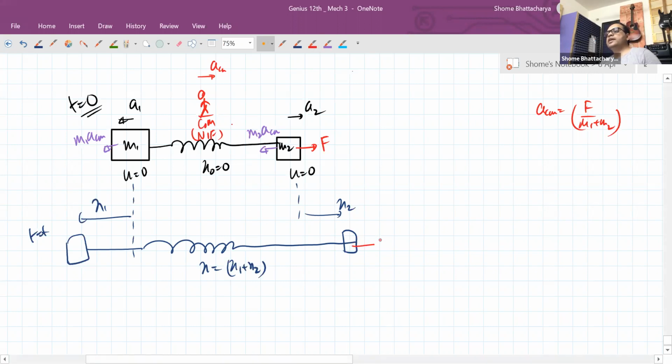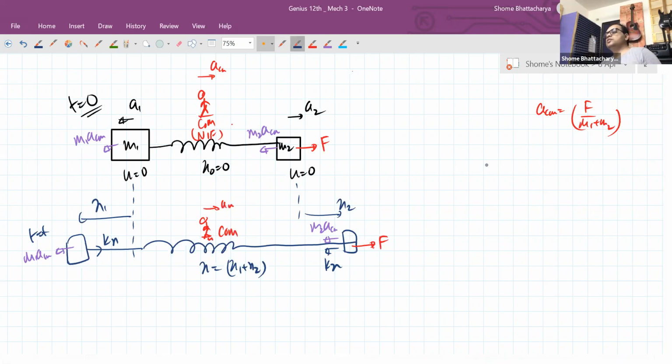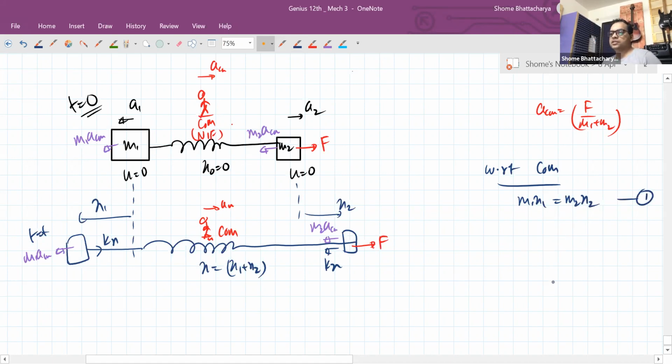So at this point of time, what all forces are acting on this? F, the two pseudo forces, but in addition to that, there is also spring force. So kx and kx. Okay. But remember, we are in the center of mass frame. Okay. So with respect to center of mass, what will happen is that m1 x1 will be equal to m2 x2. Because in the center of mass frame, the center of mass should not displace.